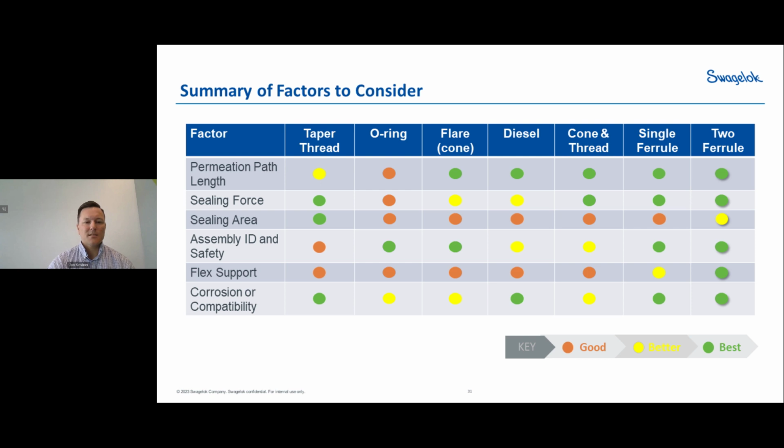It does offer a short or non-existent permeation path, high sealing forces, and better sealing area. So really it's only second to, if you remember the taper thread discussion we had at the beginning, a really long leak path. The 2-ferrule design is really second only to that very long tapered thread sealing area. These fittings are gaugeable. They provide strong flex support and minimal corrosion opportunity from the fittings. So with that, I'll hand it over to Matt to really dive into that technology before we wrap up for the day.